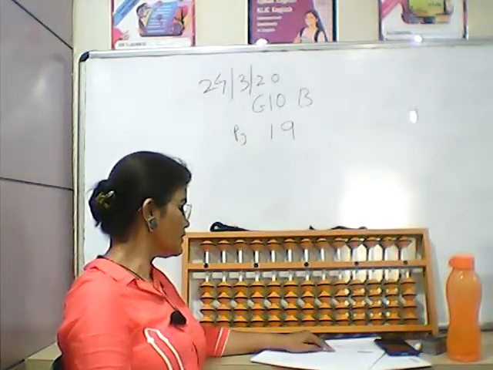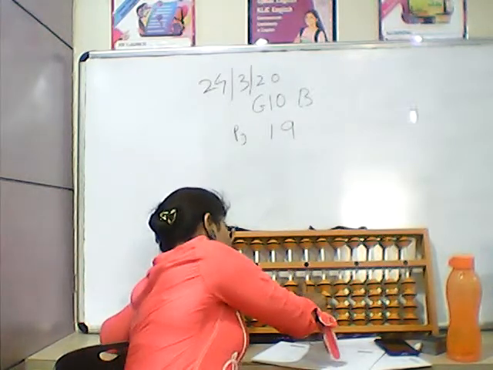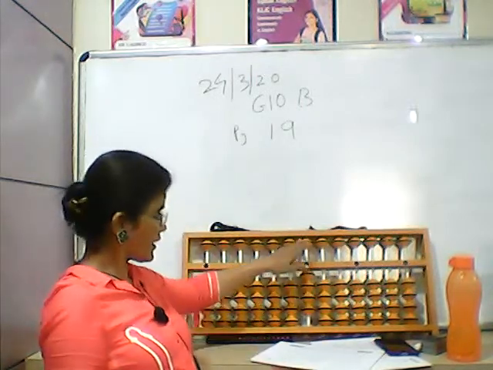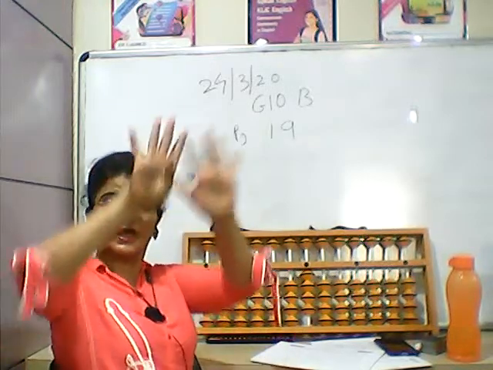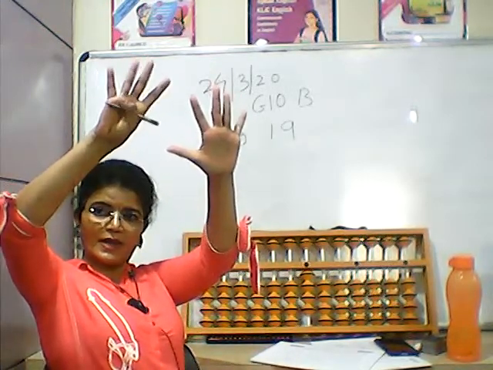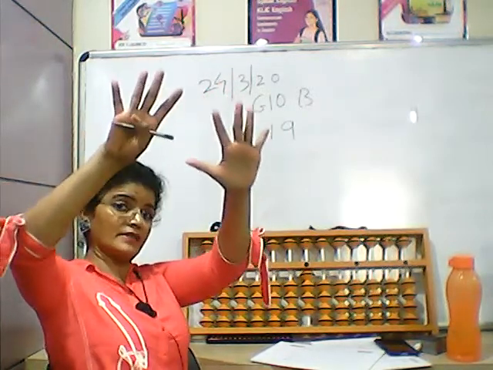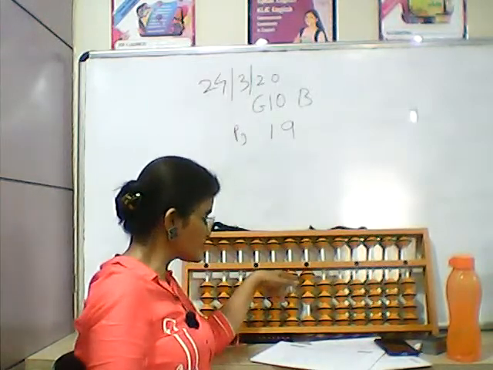So, sum number 1. Write sum 4, bears up 9. Can you do 9 directly? No. Show 9. 9 ka friend, minus 1 plus 10.